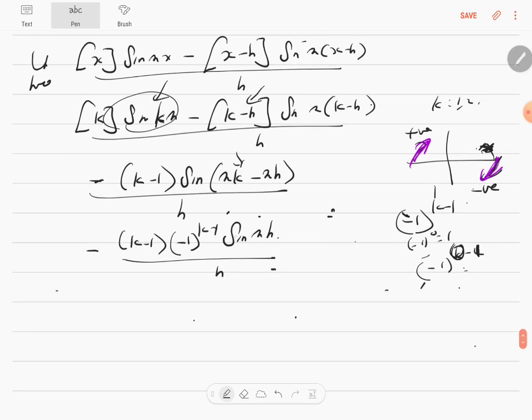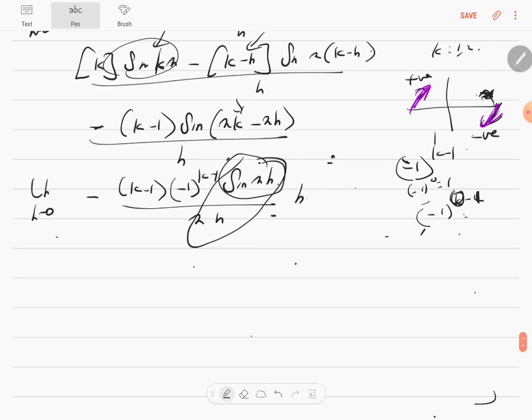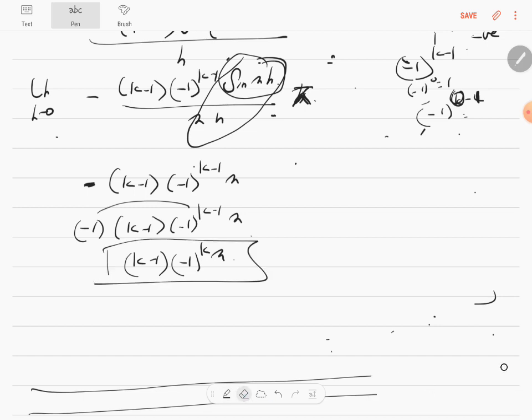Now you see a sine pi h here, you can multiply and divide by pi so that this becomes 1 because limit h tends to 0. So now you're left with into pi. Thus you get a minus of k minus 1 into minus 1 whole to the power k minus 1 into pi. This negative itself is like minus 1 to the power 1, so this and this can be consolidated. So k minus 1 into minus 1 whole to the power k into pi, and this is the value of the left hand limit.